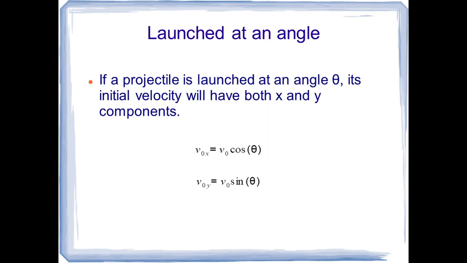Now we get to the trickier case, and we're going to spend some time on this. It's the idea that if a projectile is launched at an angle, it has both initial x velocity and initial y velocity. And you can just draw it as a triangle and find the horizontal component depends on cosine, the vertical component depends on sine. So the initial speed v0 is how fast it's launched, and theta is the angle that it's launched at.